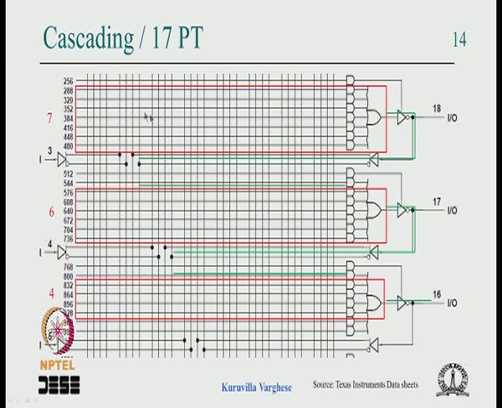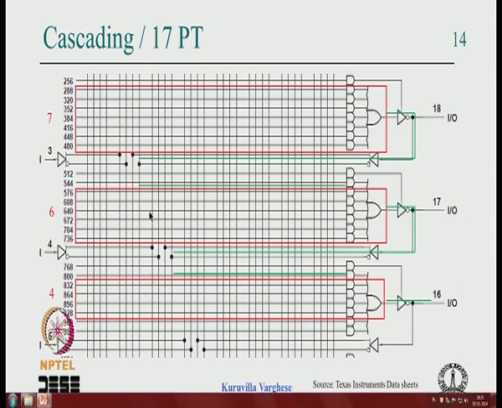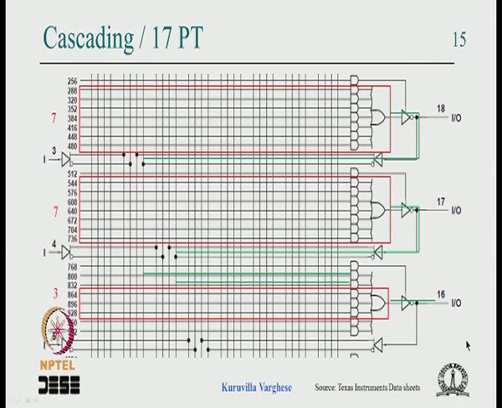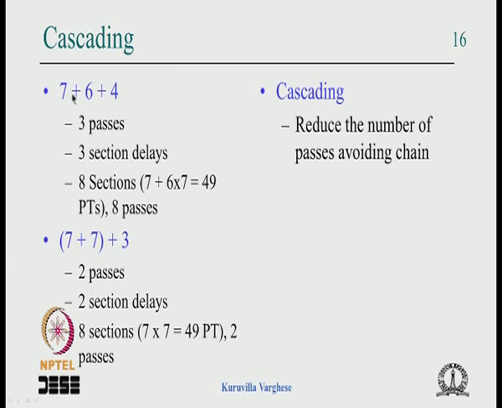But if we had gone chaining like that, then you have 7, 6, 6, and if you take the same 8 sections, there will be 6 into 7, 42, plus 7, 49 product terms, but you see there will be a 7 pass delay. So you should keep that in mind when the tool cascades. When you are cascading like 7 plus 6 plus 4, you have 3 passes, you have 3 section delays. If you calculate 8 sections, the first is 7 and the next ones can have 6 product terms each, total 49 product terms, but there are 8 passes. So you will have a lot of delays, but if you do 2 passes with 8 sections, you can still implement 49 product terms in 2 passes.